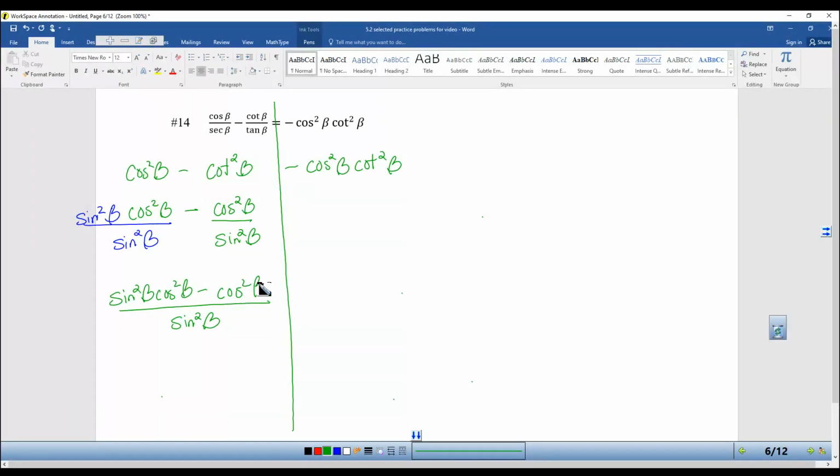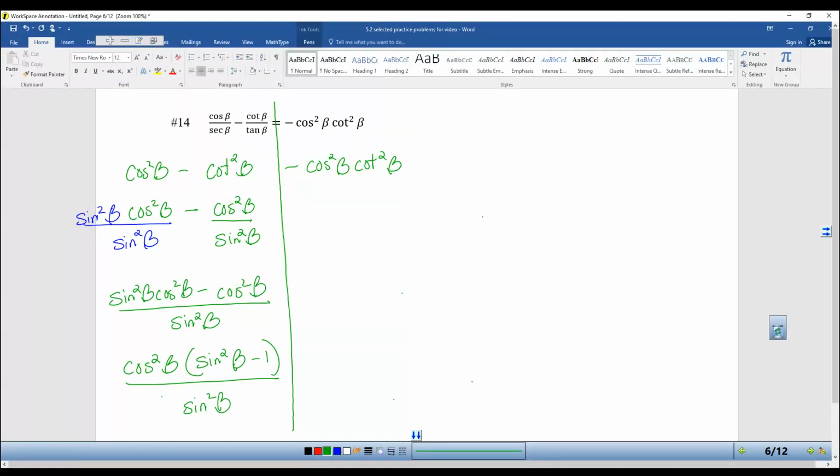And this would be very tempting. All the time I get kids who just cross off the cosine squareds, but you can't. That would be like saying that 2x minus x is just 2. It's not. Okay, you can't subtract away an x. If it's being multiplied, you can't subtract it away. But what you can do to it is factor it out. You know I love factoring. So this becomes, if I take out the cosine squared beta, sine squared beta minus 1 all over sine squared beta.